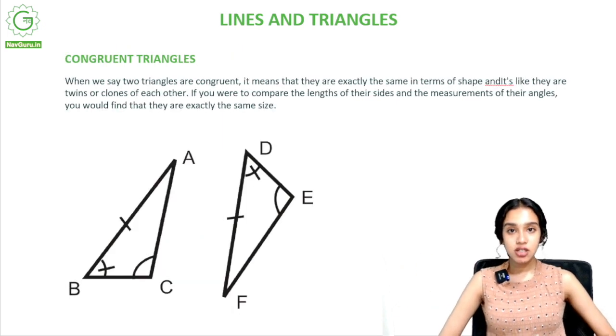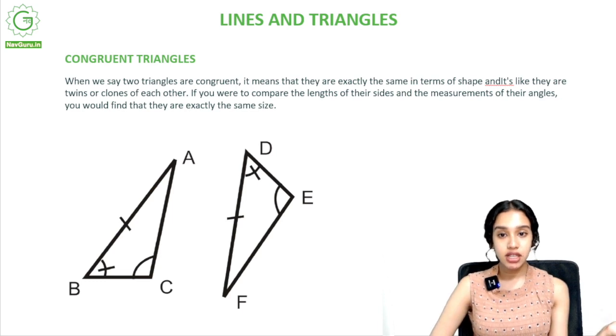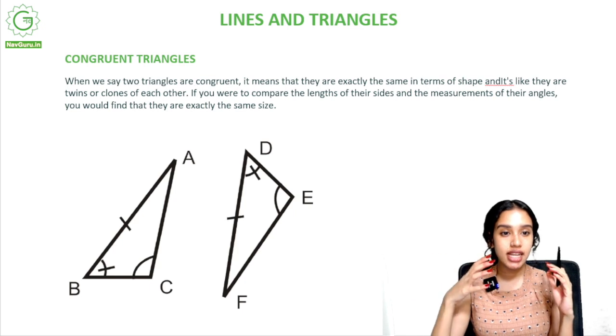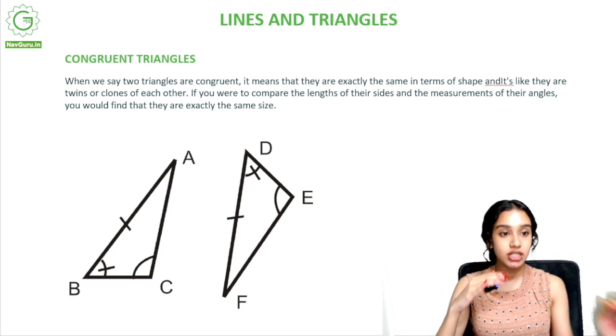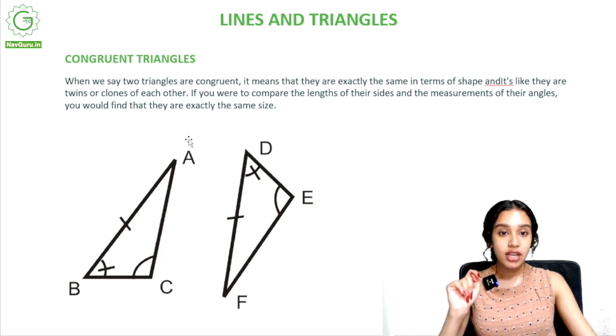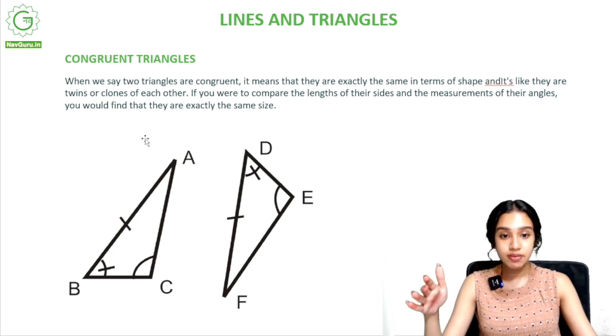Now let's talk about congruent triangles. So what does congruency mean? When we say that two triangles are congruent, it means that they are exactly the same in terms of shape, like they are twins or clones of each other. If you were to compare the lengths of their sides and the measurement of the angles, you would find that they are exactly the same size.